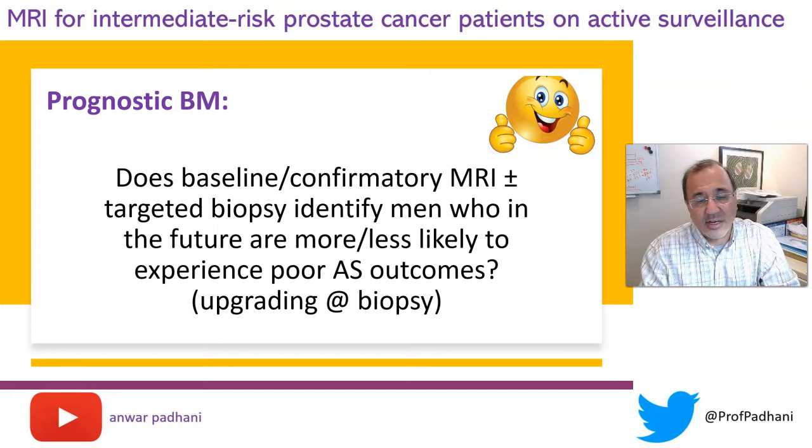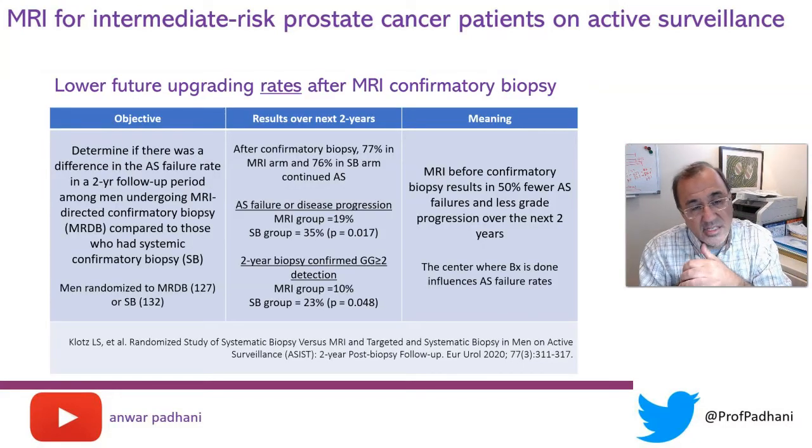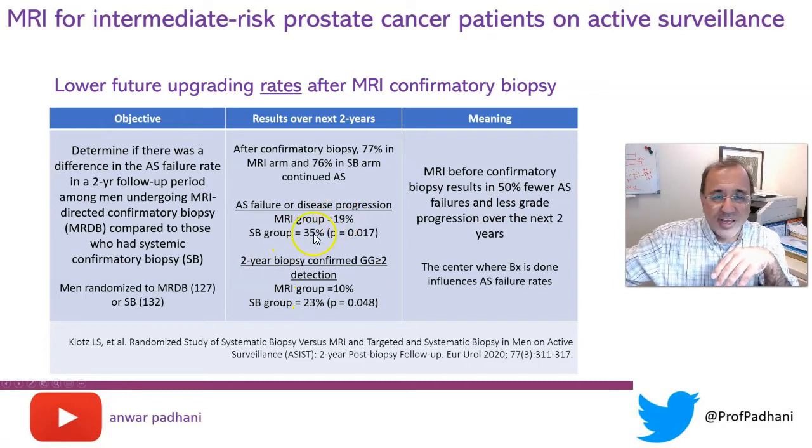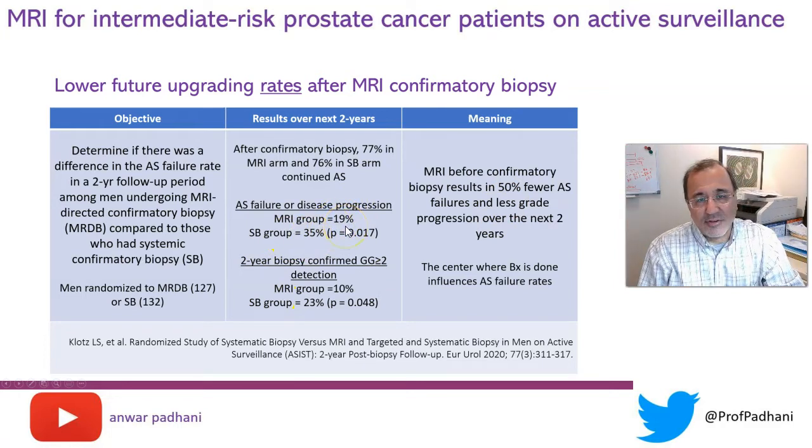And in fact, this was looked at by the ASSIST study. In the ASSIST study, there was a randomization by confirmatory biopsies being done either using systematic biopsies or an MRI targeted biopsy. And in fact, what you notice is that over 2 to 3 years following these biopsies, the MRI group had a 50% reduction in future failure. So it seems like MRI, in fact, is predicting how patients will do in the future. In other words, its prognostic role.